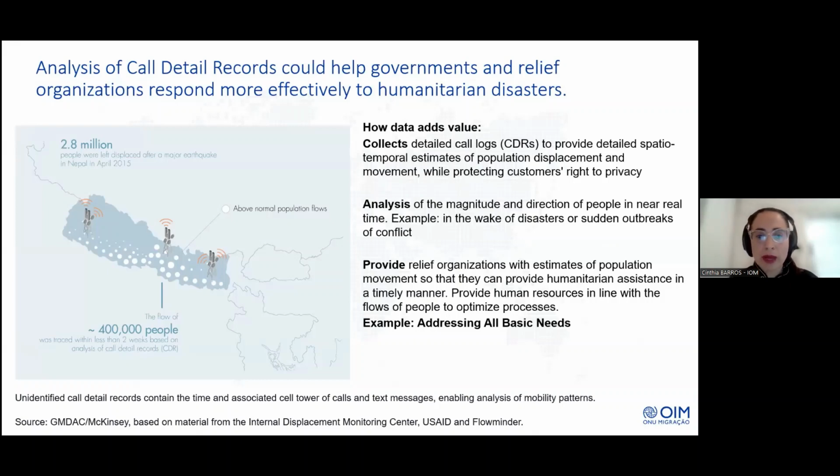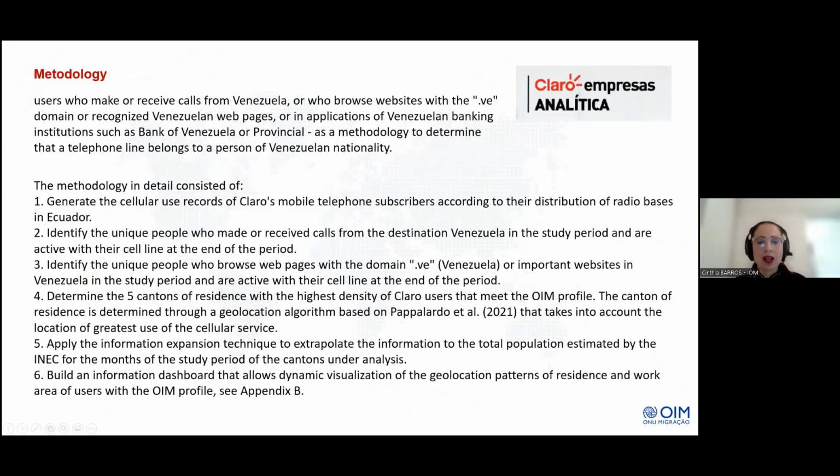This is the most common method of using the information, but nowadays we also use two different ways to do that. And I will explain now how the colleagues in Ecuador did this. So the colleagues of IOM in Ecuador use CDR together with internet researchers for the device itself.